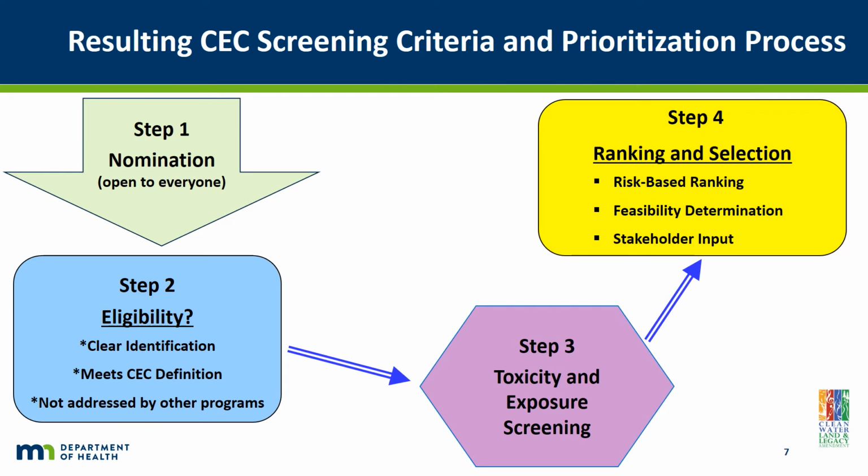The resulting process is shown in this graphic and is comprised of 4 steps. The first step is nomination. Step 2 is evaluation of eligibility. Step 3 is toxicity and exposure screening. And step 4 is ranking and selection for full review. Each step will be briefly discussed in more detail in the next set of slides.